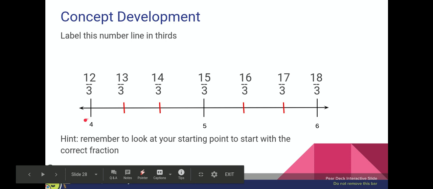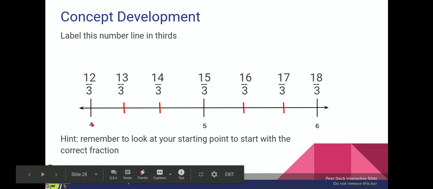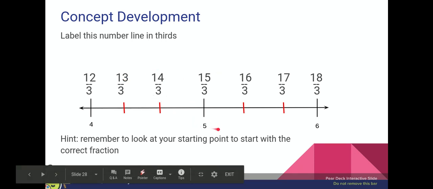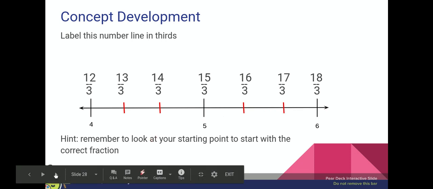But remember, if you look at your starting point, I am starting with 4 groups. So if I have 4 groups that have 3 in it each, 4 times 3 equals 12. Very good. So my first fraction would be 12/3. Then it would be 13/3, 14/3, and then 15/3, 16/3, 17/3, and 18/3. Good job, my friends.